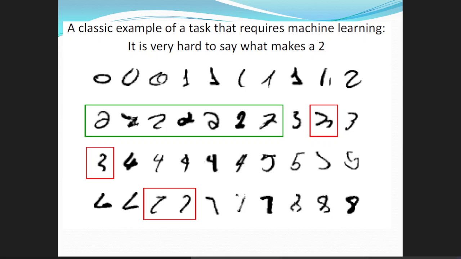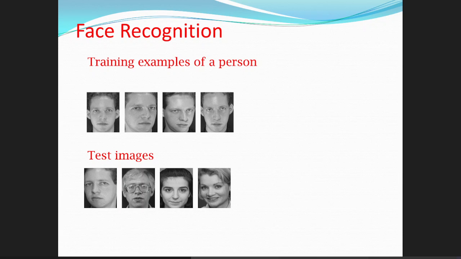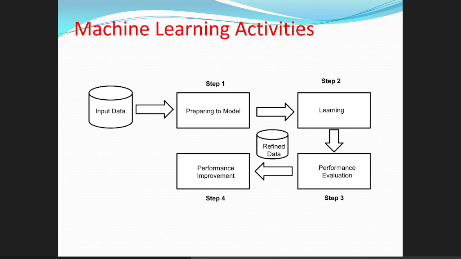It is very hard to say what makes a two. If we train a machine with this data set, then for a random input we can find out which is true and which is not. We can also use machine learning for identifying a face. If you have a training data set of images, then we can identify a person with these machine learning algorithms. Now, the activities that are involved in machine learning are also very important.